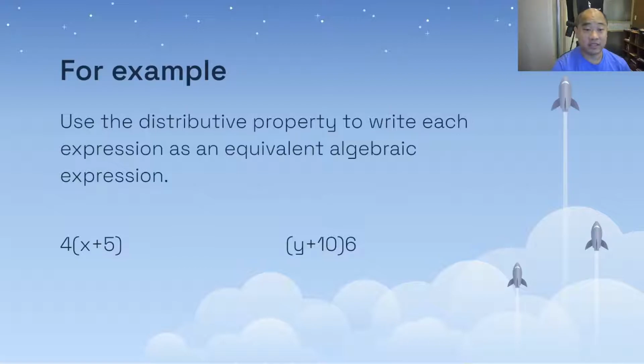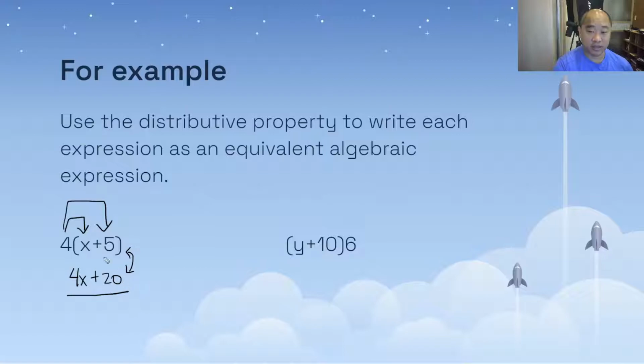So let's say we have these two. Use the distributive property to write each expression as an equivalent algebraic expression. We want to write this in another way. So 4 times x and 4 times 5. We're distributing this, right? And so this is 4x plus 20. 4 times x is 4x. That's 4 x's. 4 times 5 is 20. So this is an equivalent expression to this one.